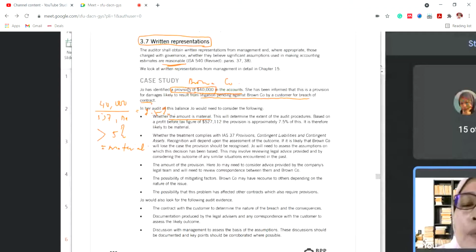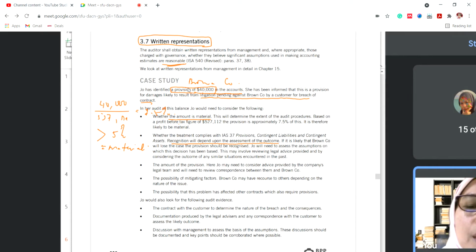Whether the treatment complies with IAS 37, provisions, contingent liabilities and contingent assets. Recognition will depend upon the assessment of the outcome. This is important. If it is likely that Brown Co. will lose the case, the provision should be recognized. Probable to lose, you will recognize. If it is probable to gain, you cannot anticipate the gain, because that comes under IAS 37.